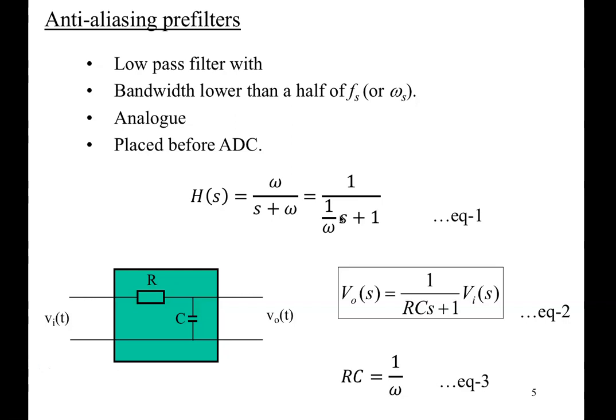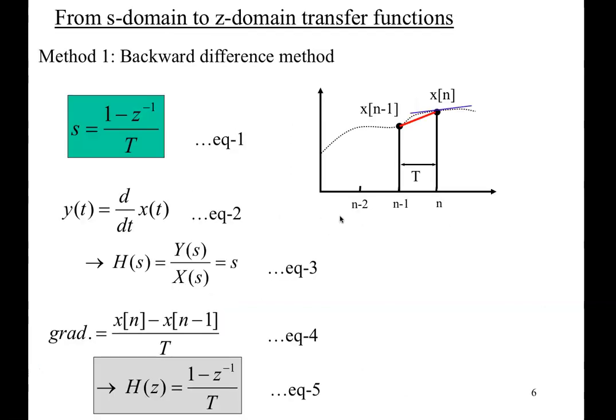So selection of the sampling frequency and sampling interval is one of the early decisions you have to make when you design digital systems. Now, once you decide that, then we are ready to convert the controller in continuous time into discrete form. Now, there are many methods of doing the conversion.